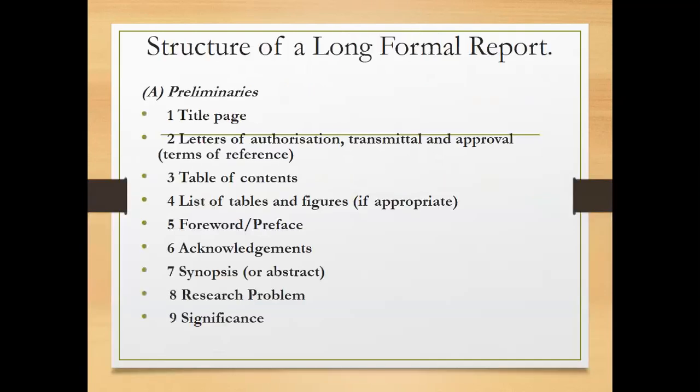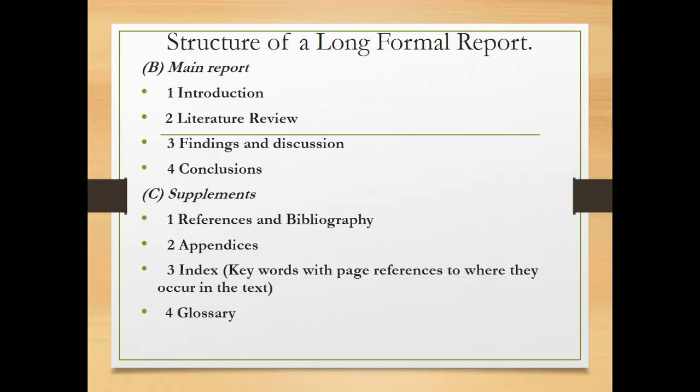If we talk about the structure, usually we have a title page, an approval letter, then the table of contents with the page numbers. We have a list of tables and figures. Sometimes you may have a preface, usually we don't. Then you write your acknowledgement, and then obviously the abstract. I've already given you a tutorial on the abstract and the research problem as well, and we have talked about significance. Then we come to the main report.